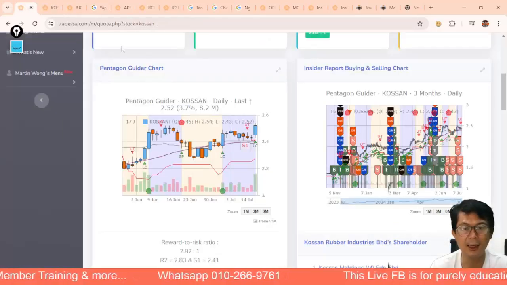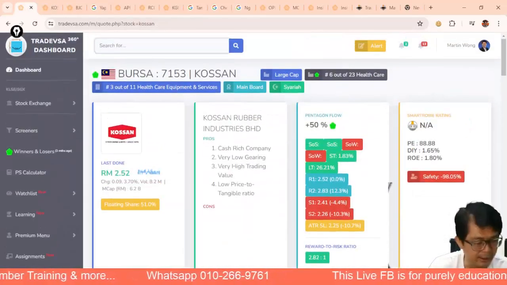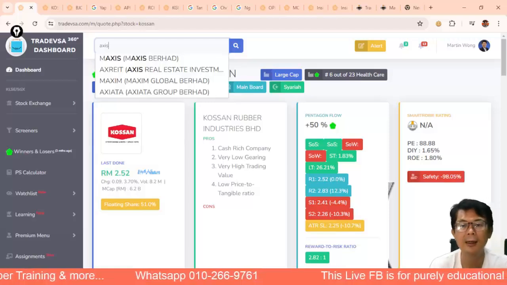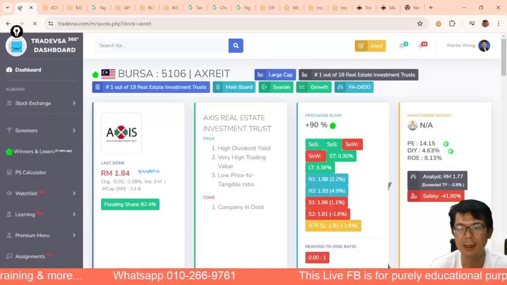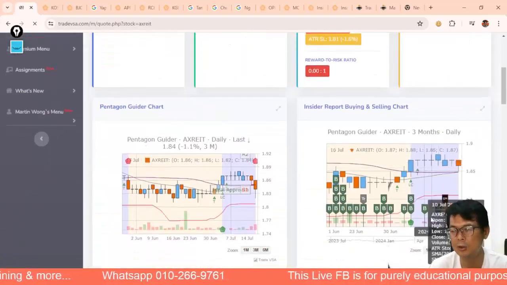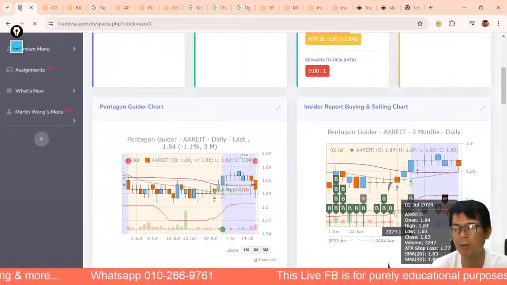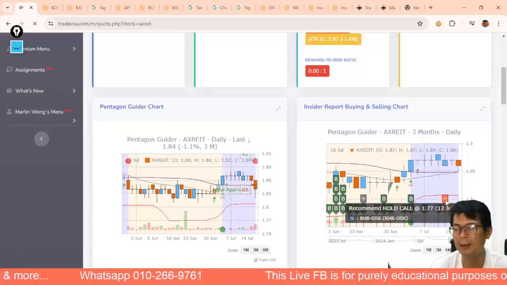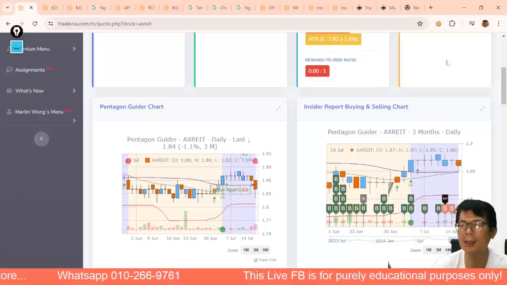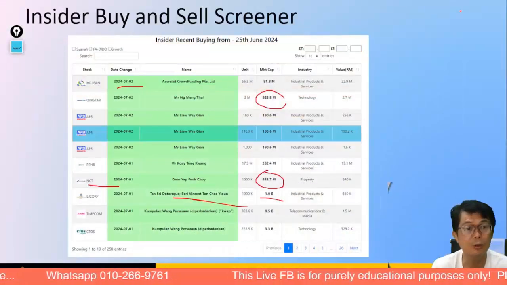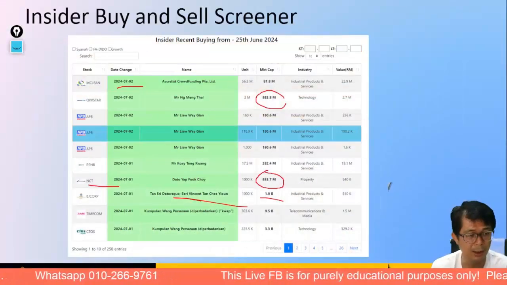Let's look at Axiata. Is it Axiata or is it Axis? Oh, this one. Okay, Axis. These are all institutional, very boring. All EPF only buy. Call to hold, another one here, and sell. But you get the strategy in here, which I've talked about.